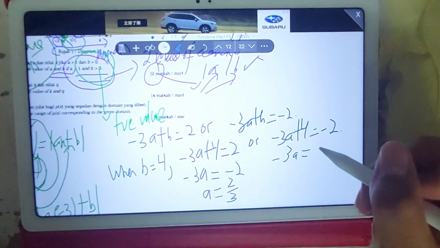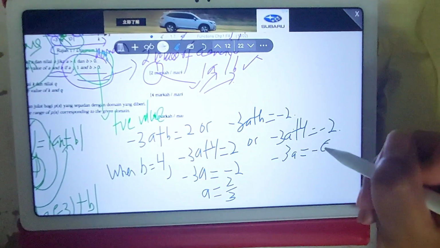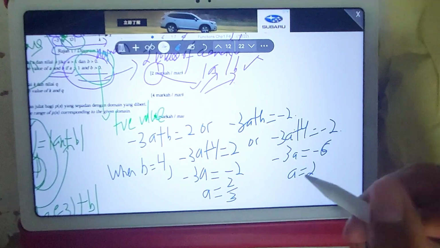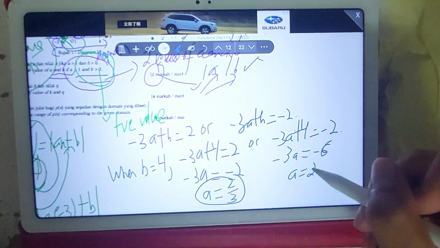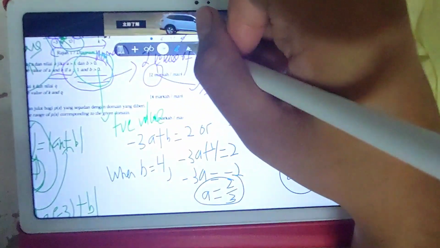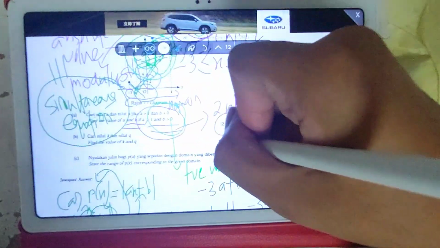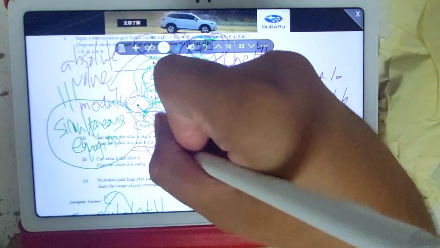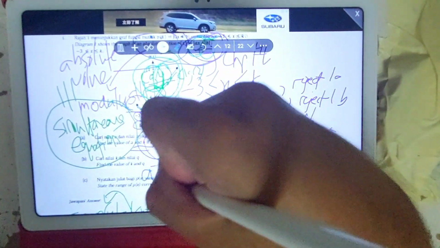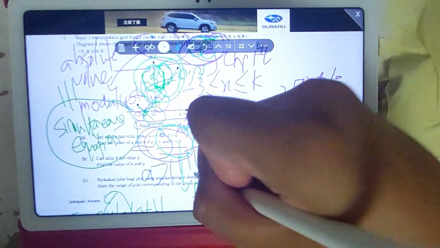This side you will get a is 2. So you have two positive values here. Which one you're going to accept? Again, go back to the question. A, they want greater than 1. This is the condition over here.